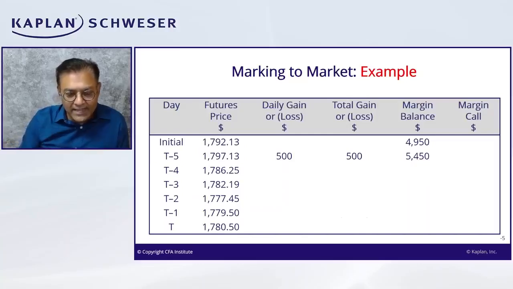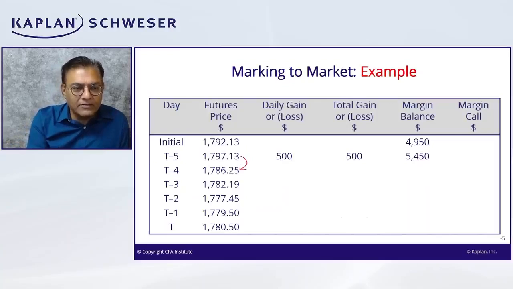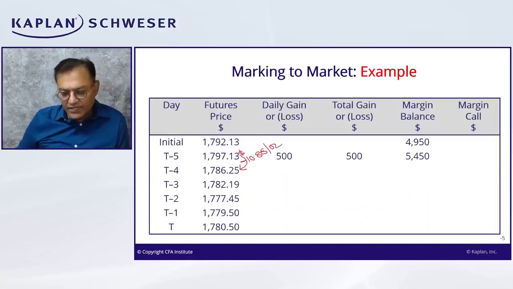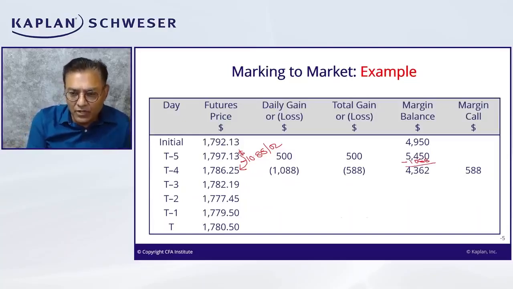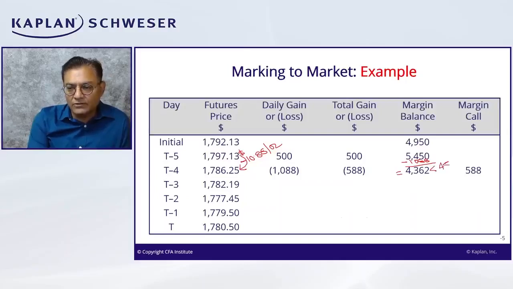All right, next day, the price decreases. So there is a loss to ProCam, and that decrease is negative $10.88 per ounce. Multiply that by 100 ounces, that gives you a loss of 1,088. That means that after we post the loss, we debit that 1,088 to the margin account. Now my margin balance is 4,360, which is less than 4,500. So there is a variation margin, a margin call.